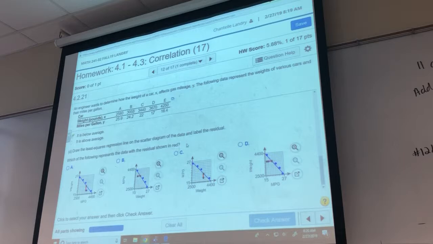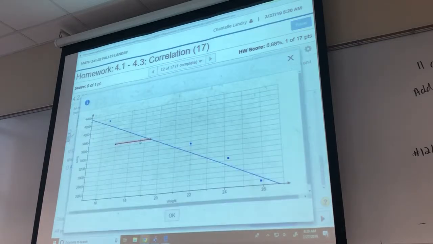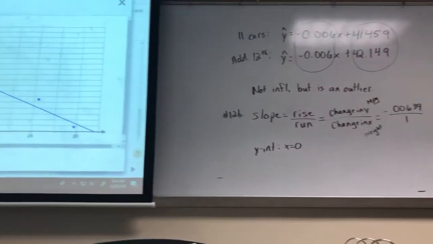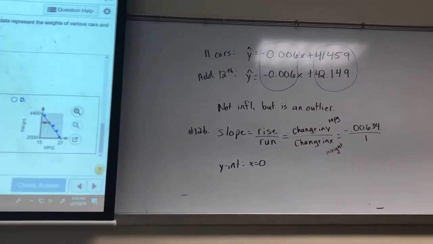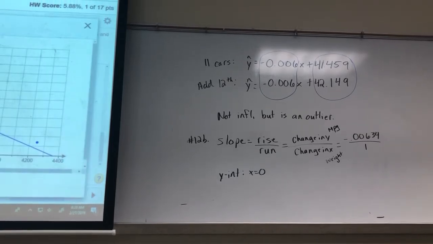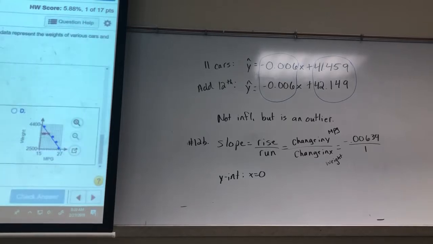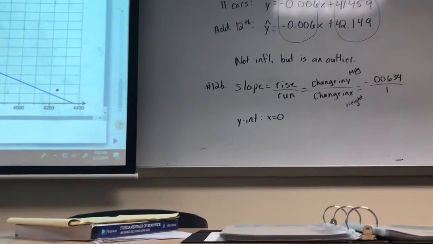Here they want us to label the residual. So residual is always going to be our vertical distance. So you don't want to have D or B, because if you look at D and B, this is horizontal, and you don't want that red to be in horizontal, because the residual is vertical. So it's not going to be those two. If you look at C, this is a vertical distance, and that looks pretty good from the point to the line. But let's double check A.